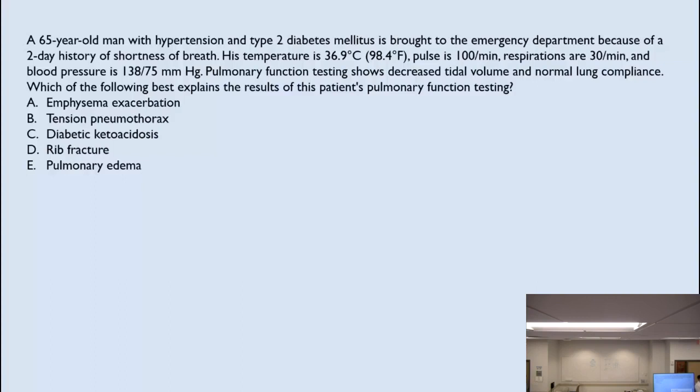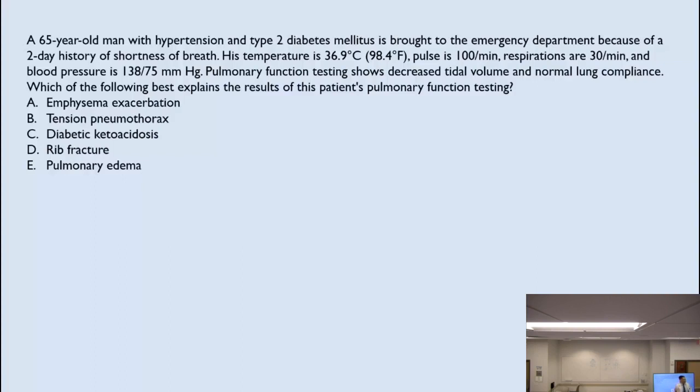Cosmo is the one for respiratory compensation in metabolic acidosis, to get rid of the CO2. That is Kussmaul. This is shallow and fast. We said this could be a tension pneumothorax, a rib fracture, or a pulmonary edema.